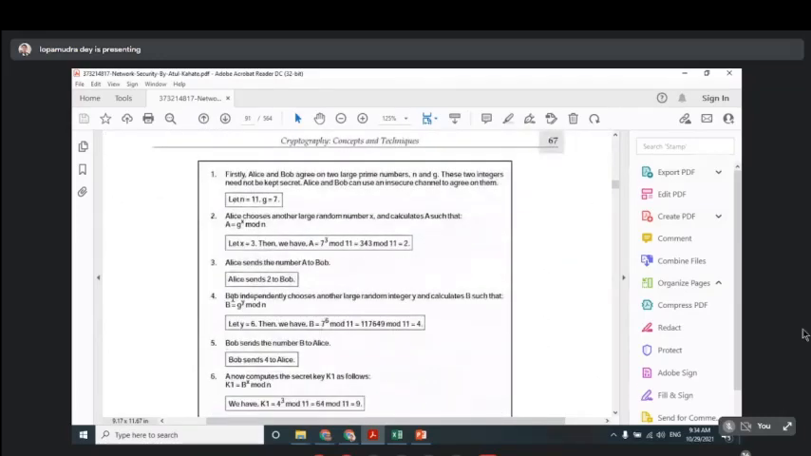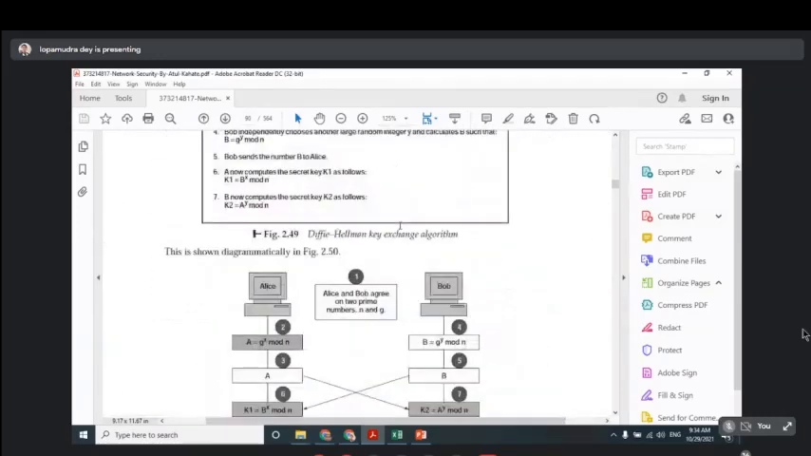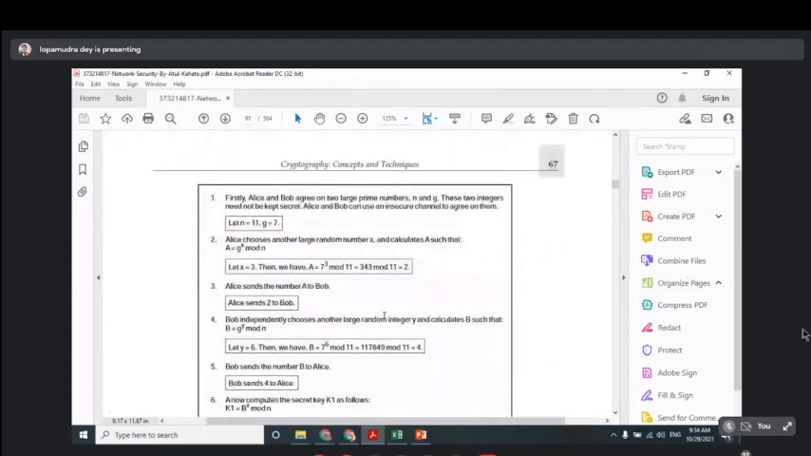So first of all, as per the question, there are two numbers involved, n and g, that will be shared between Alice and Bob. Like public, anybody can have the information n and g. Only one thing you need to remember: this n and g should be large prime numbers. So n equals 11, g equals 7. So some prime numbers you need to take.